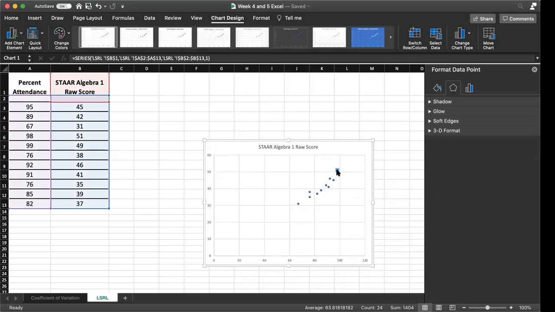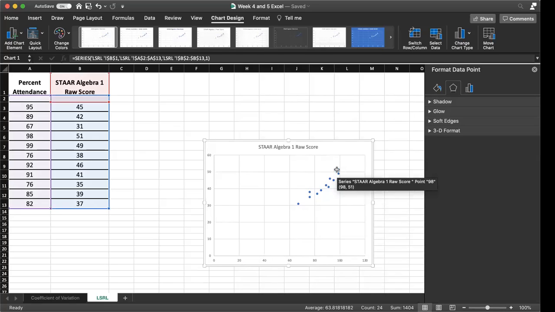And we look up here. This person had a 98. This person had 99% attendance and made a 49. This person had 98% attendance and made a 51.